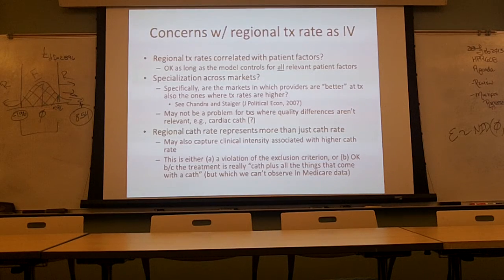that you can observe. But if there are features about patients that lead to, so Boston has a high cath rate. It also has particularly sick people in ways that we can't measure, and those particularly sick people are also more likely to die. Then that would be a problem for using regional cath rate as an instrument, right? It's violating that exclusion restriction. It's saying that there's something else going on here, through the mechanism of patient severity, that the regional cath rate is working through.